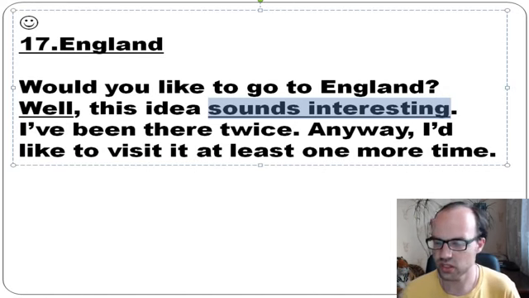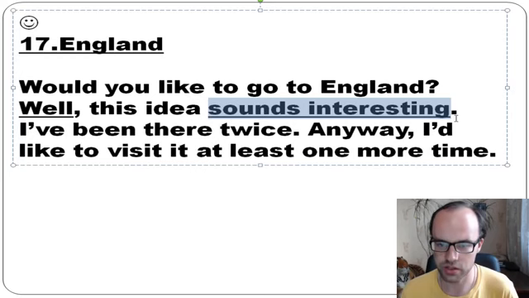So students often say the form of to be all the time. So this idea is good, this idea is bad. Try to use other words like sound. It sounds interesting, okay? This idea sounds interesting. I've been there twice.